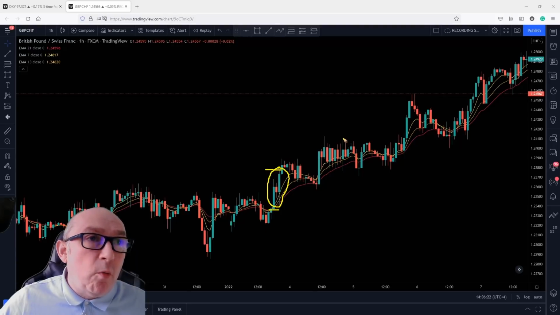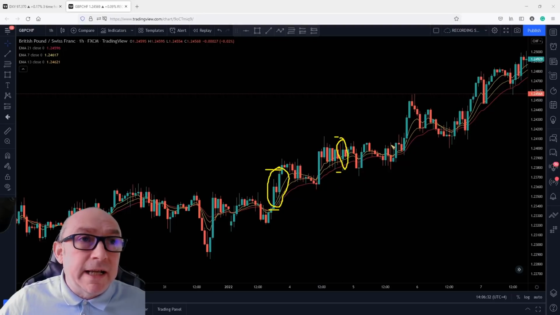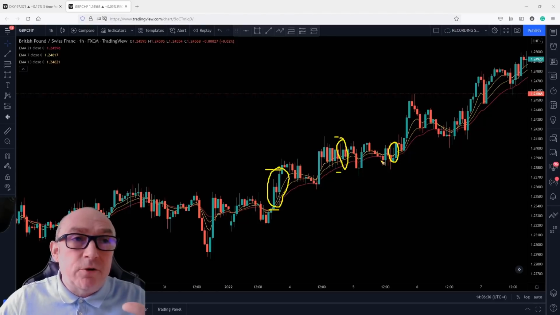You've got some more pullbacks into the moving averages here. There is indeed a nice bullish pattern there. Entry there. Stops below. We've got another bullish pattern there. Again, we're not taking any of these sell trades. We're just ignoring those. We're only looking for buys. There's another bullish pattern there.